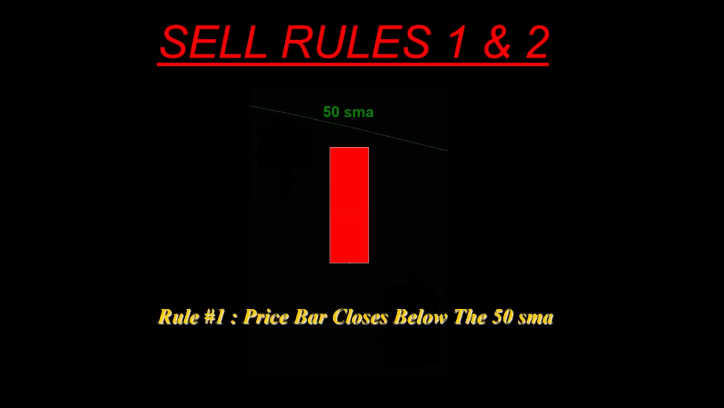Could be crypto, could be a 5-minute chart of the E-mini futures, makes no difference. But here are the rules to go short, to sell. And these are rules 1 and 2. Once again, we want to apply the 50-period moving average, and price bar must close below the 50-period moving average. You will increase your odds for consistency if you're only selling when price is below the 50-period moving average.